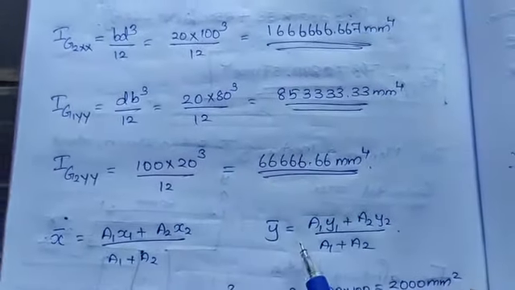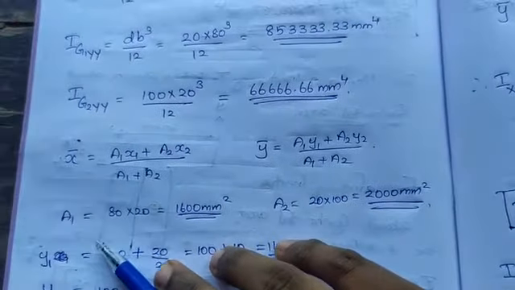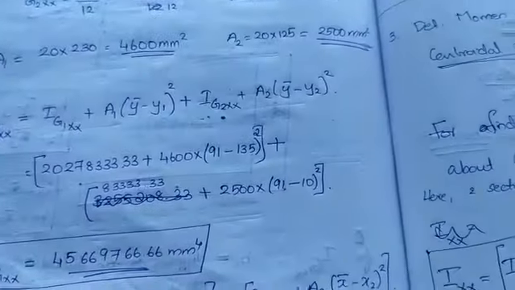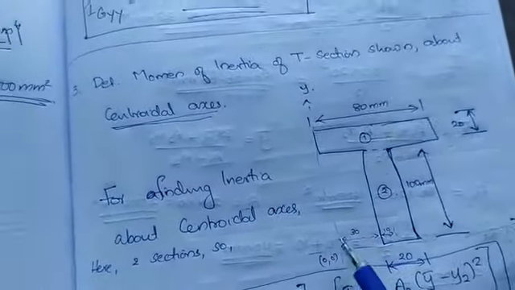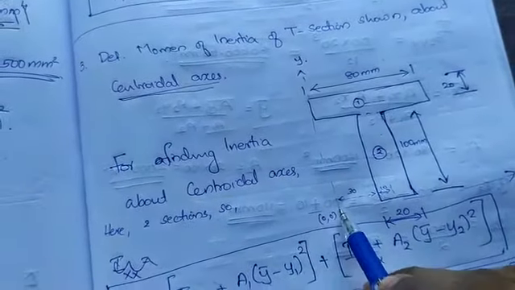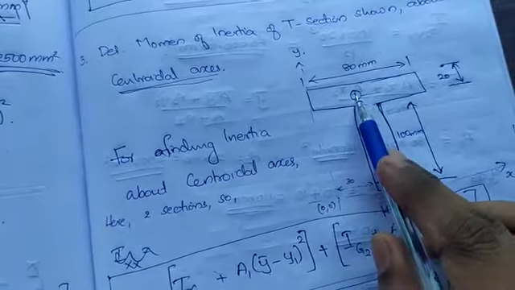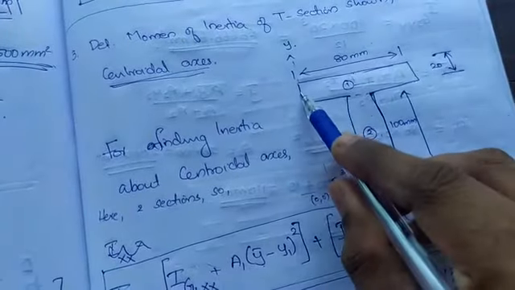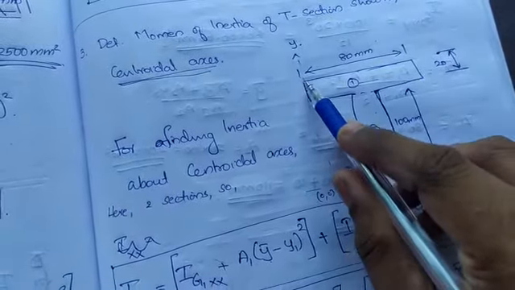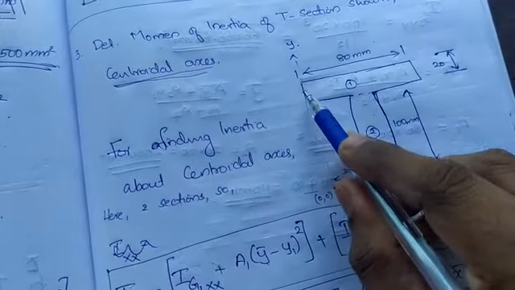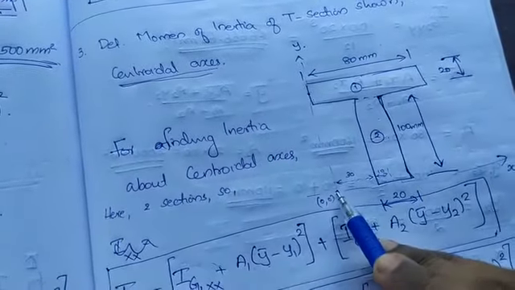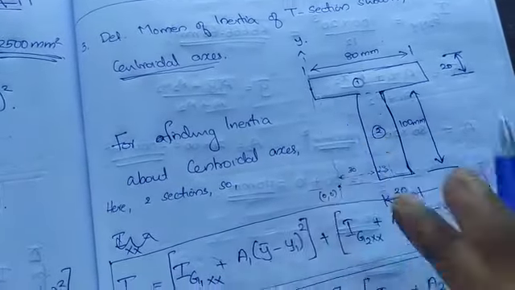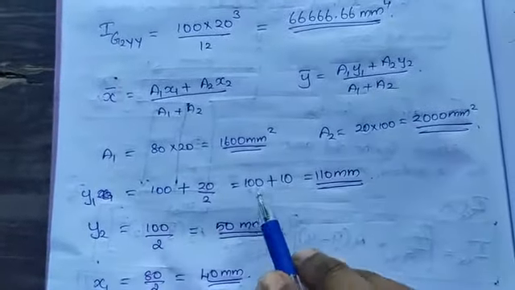Now you need to find the centroid x bar and y bar, and a1, a2 you can easily find out, along with x1, y1, y2. So this is our zero point. Y1 means the distance from here to the centroid of this part. 20 by 2 is 10. From this point to this point is y1. So this is 100 plus 10, so y1 is 110.